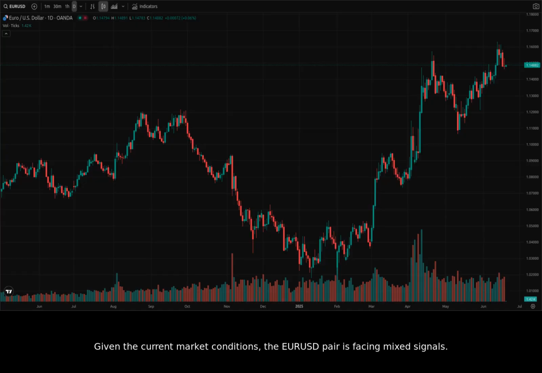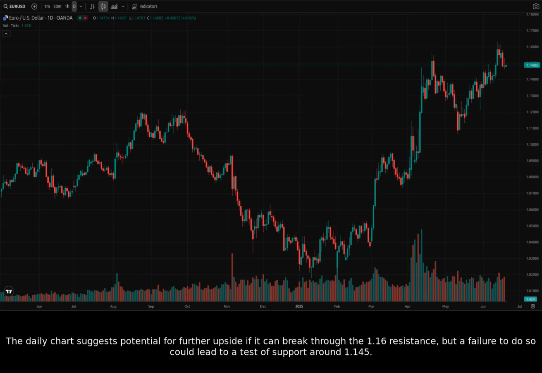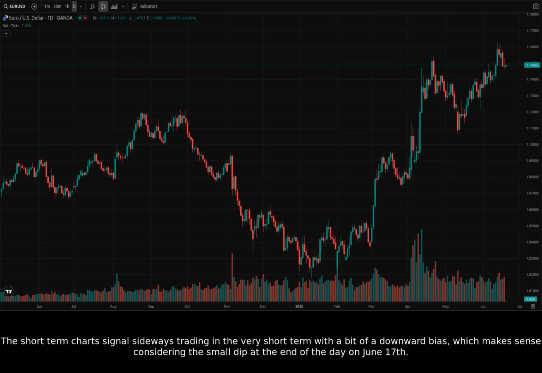Given the current market conditions, the EURUSD pair is facing mixed signals. The daily chart suggests potential for further upside if it can break through the 1.16 resistance, but a failure to do so could lead to a test of support around 1.145. The short-term charts signal sideways trading in the very short term with a bit of a downward bias, which makes sense considering the small dip at the end of the day on June 17th.